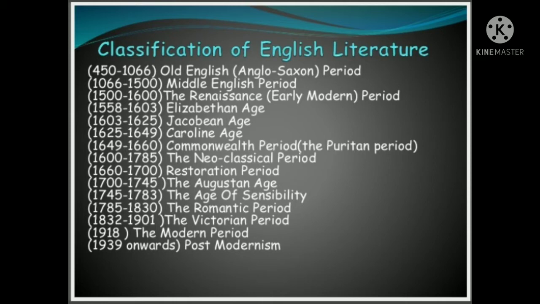1785 to 1830, the Romantic period. Some date it from 1798, when William Wordsworth and S.T. Coleridge published Lyrical Ballads, till 1837. 1832 to 1901, the Victorian period, and from 1939 onwards postmodernism came.